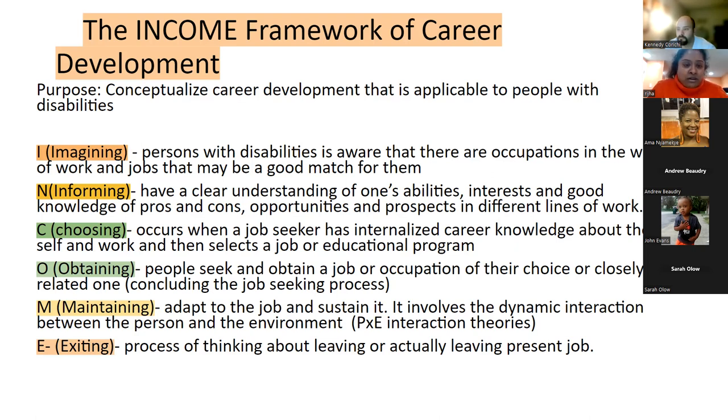Good knowledge of pros and cons, opportunities and prospects in different lines of work. Choosing is when a job seeker has internalized career knowledge about the self and work, and then selects a job or educational program. Obtaining it, people seek and obtain a job or occupation of their choice or a closely related one. Maintaining it, adapt to the job and sustain it. It involves a dynamic interaction between the person and the environment. And exiting is the process of thinking about leaving or actually leaving the present job. So this is like the income framework of career development.